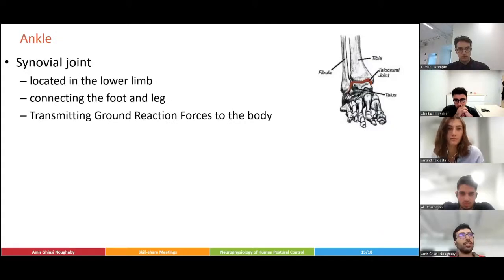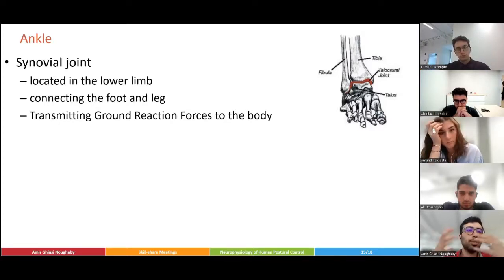We talked about the human body, and we said that the ankle plays an important role in keeping standing balance. We know that it's a synovial joint that is located in the lower limb and connecting the foot and leg, and it also transmits the ground reaction forces to the body.